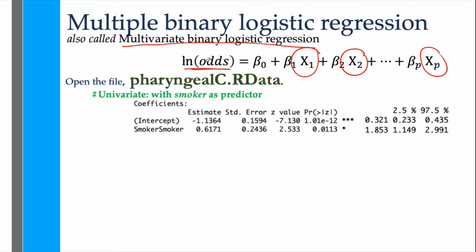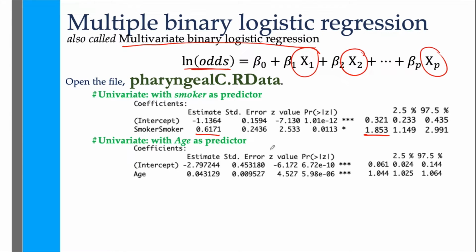Now, note that this is the result when using a univariate binary logistic regression with smoker as a predictor. This was our result a while ago. And when age is a predictor, we have this result.